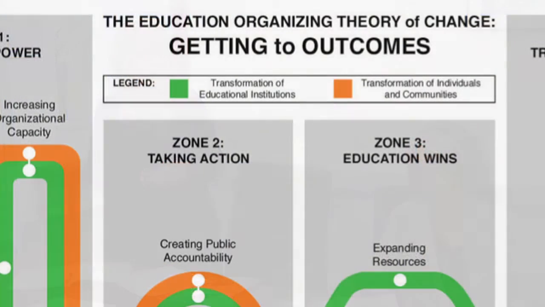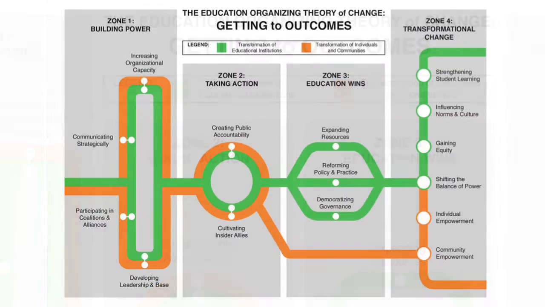So the first thing we're going to do is go over the theory of change, and we're going to put it up on the screen. The figure here is a visualization of our analysis of the work of community organizing groups for education. We call it a theory of change, and it's represented here as a transit map. The map metaphor is useful because it shows the different routes in the path of change.